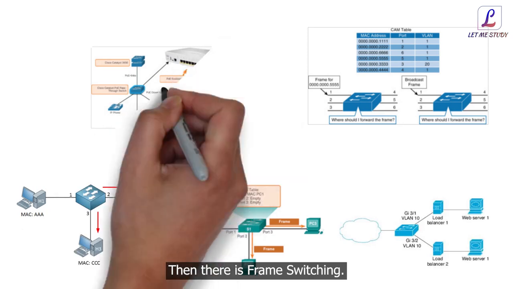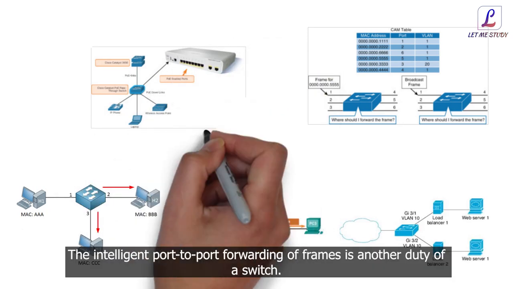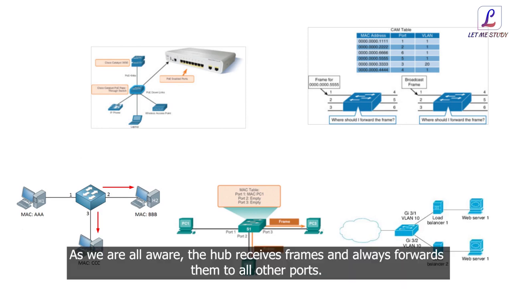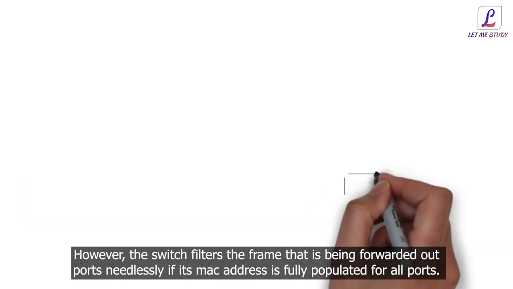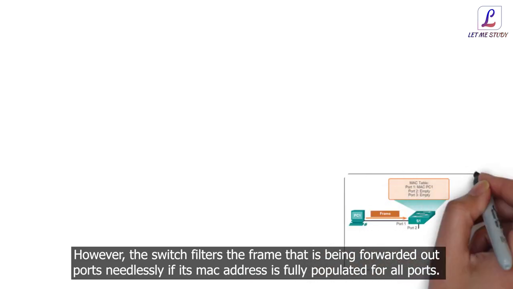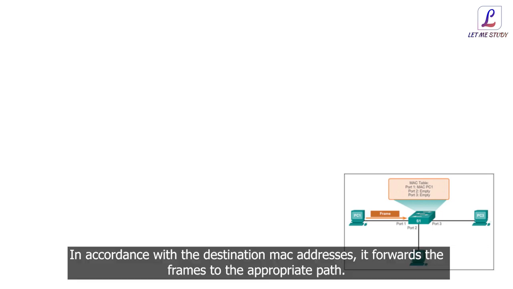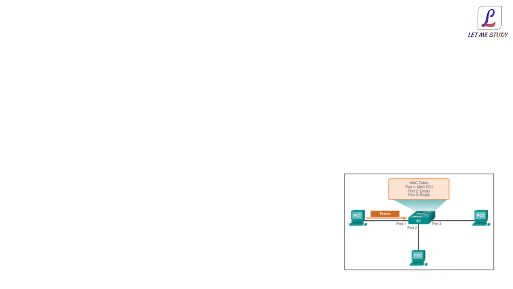Then there is frame switching. The intelligent port-to-port forwarding of frames is another duty of a switch. As we are all aware, the hub receives frames and always forwards them to all other ports. However, the switch filters the frame that would be forwarded out ports needlessly if its MAC address table is fully populated for all ports. In accordance with the destination MAC address, it forwards the frame to the appropriate path.